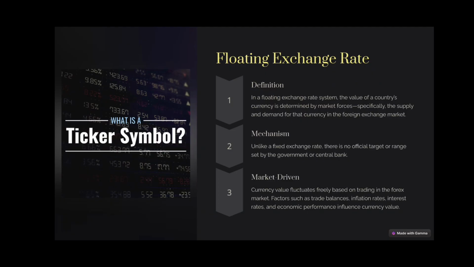And about the mechanisms, it's market driven. Currency values fluctuate freely based on trading in the forex markets. Factors such as trade balances, inflation rates, interest rates, and economic performance influence currency values. And there is minimal central bank intervention. The central bank may intervene occasionally to prevent excessive volatility, but generally the exchange rate is left to the market. For example, the US dollar operates under a floating exchange rate system, and Japan also. The Japanese yen is another example of a currency with a floating exchange rate.